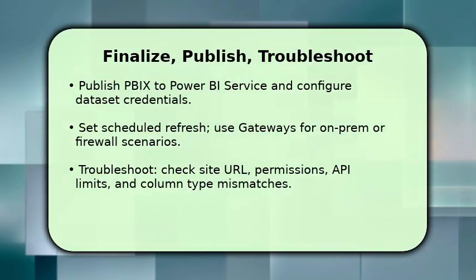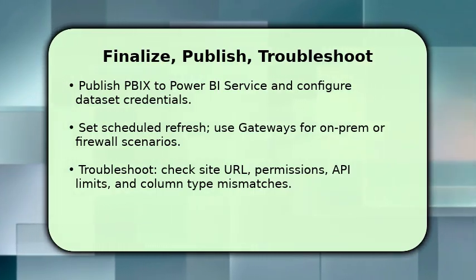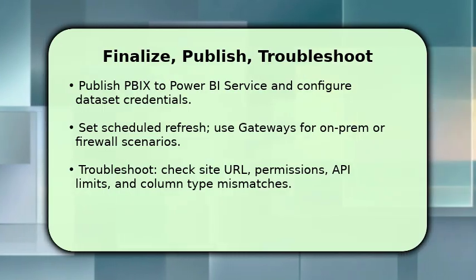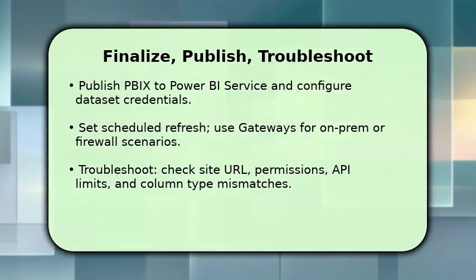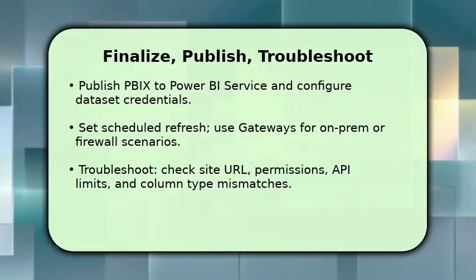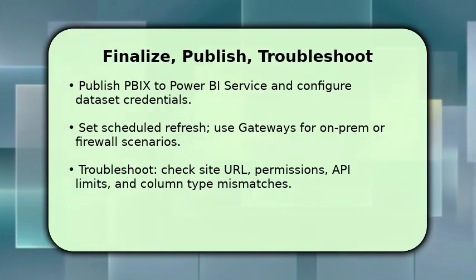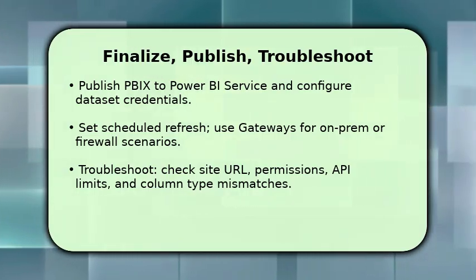Then set Scheduled Refresh. If your list lives behind a firewall, use an on-premises data gateway. Make sure refresh succeeds and that the service account has access to the site. If something breaks, first verify the site URL and account permissions, then inspect column type changes or lookup columns. These are the most common.